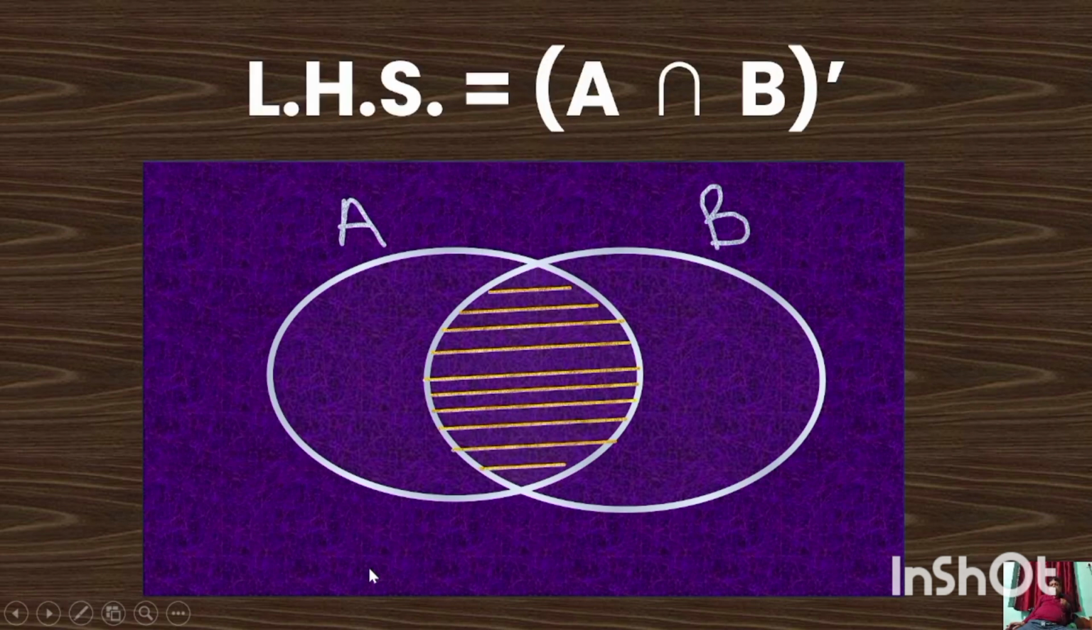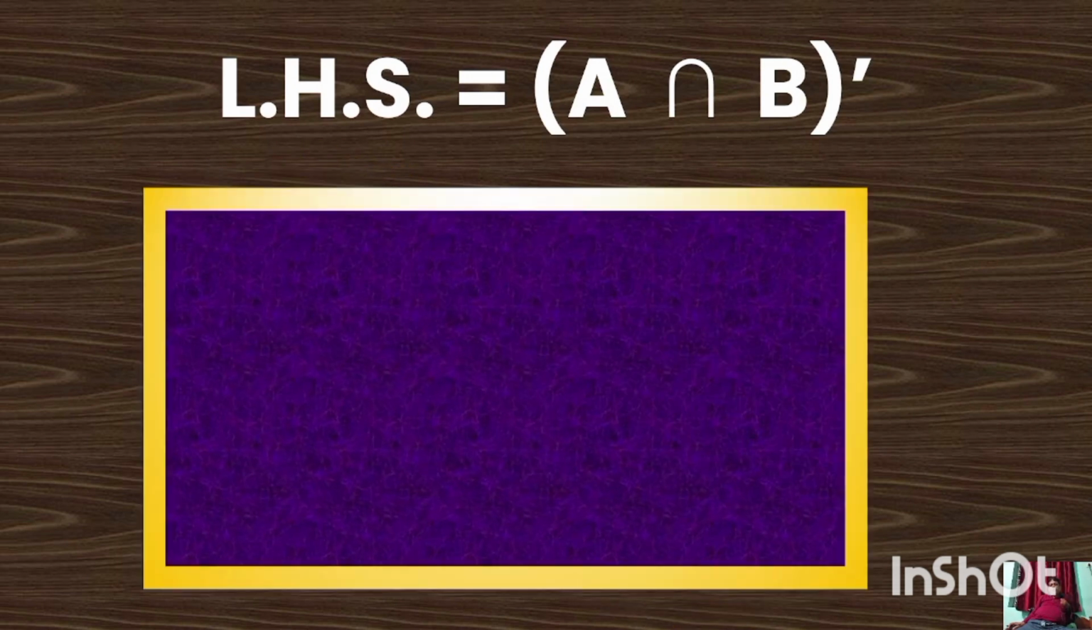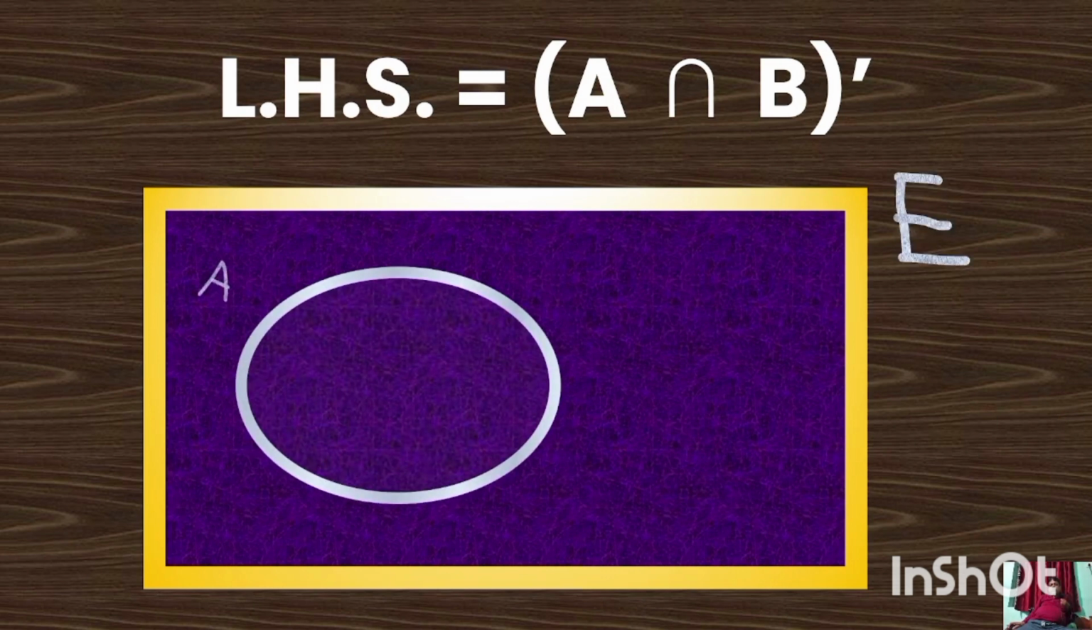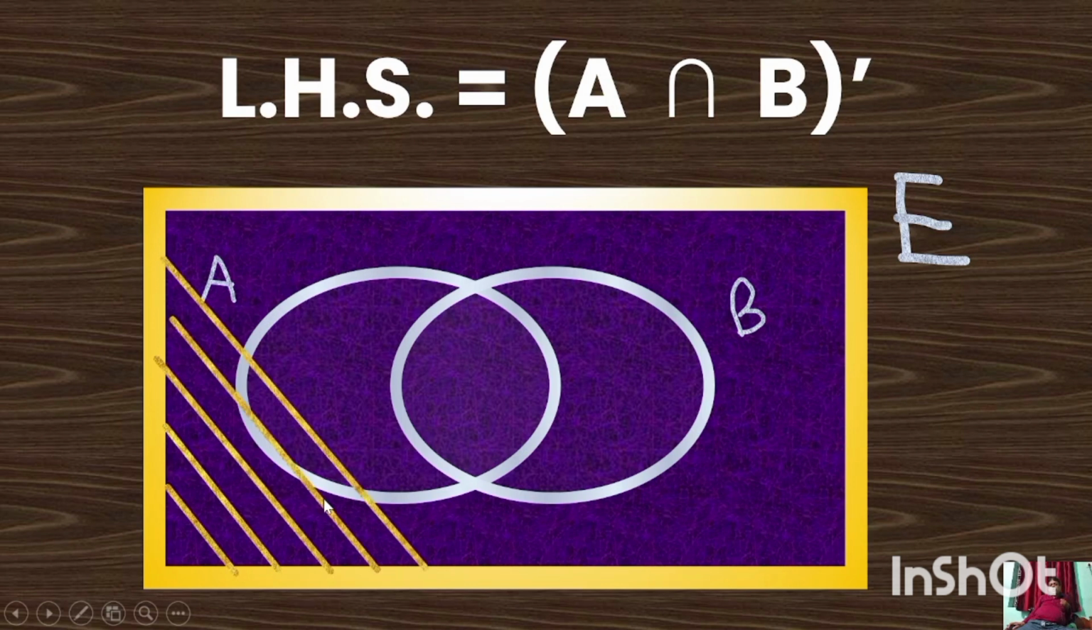First of all, you find out A intersection B. This is A intersection B. Then you find out (A intersection B)', meaning the complement of A intersection B, right? And the universal set E. Sometimes you can take the universal set by the capital letter E. See the shaded portion, clearly and nicely explained.